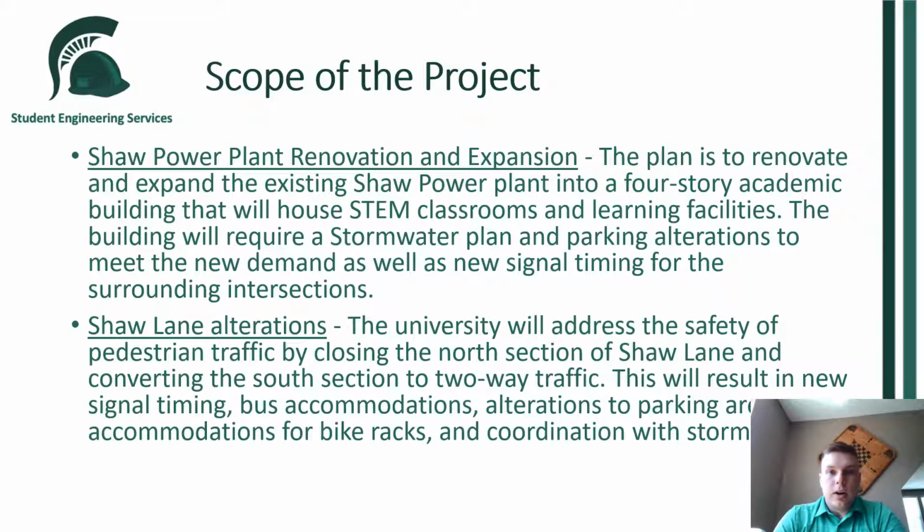For the scope of this project, it is easiest to break it up into two separate goals. For Phase 1, we have the Shaw Power Plant renovation and expansion. In order to meet the MSU master plan, the plan is to renovate and expand the existing Shaw Power Plant into a 4-story academic building. This will house the science, technology, engineering, and mathematics classrooms and learning facilities.